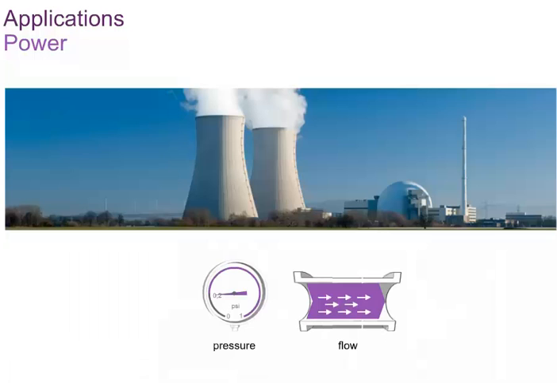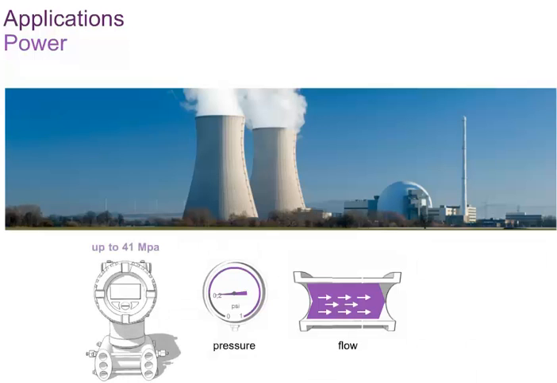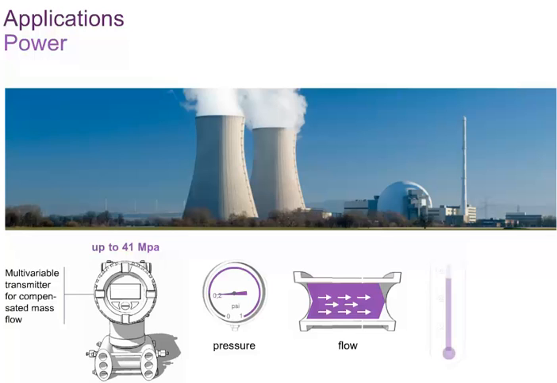Pressure and flow measurement in the feed water and steam system of a plant require both pressure and differential pressure transmitters with a working pressure up to 41 megapascals. Flow measurement in these systems is mainly achieved using a primary element and a square routing differential pressure transmitter.